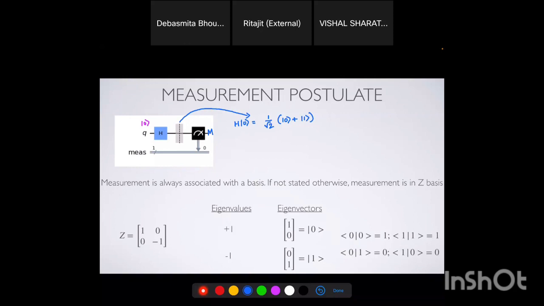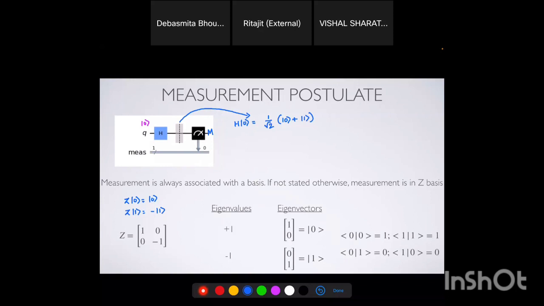This is the Z gate. It is also called the phase flip because you can check that Z acting on |0⟩ gives |0⟩. It does nothing, but Z acting on |1⟩ gives -|1⟩. So it is adding a phase of minus 1 on this quantum state |1⟩. That is why it is called a phase flip gate.